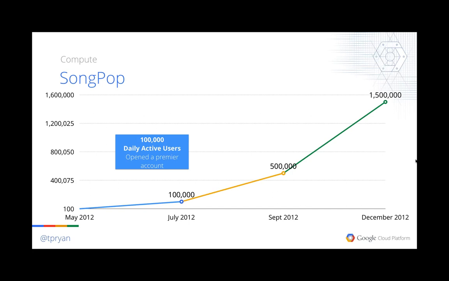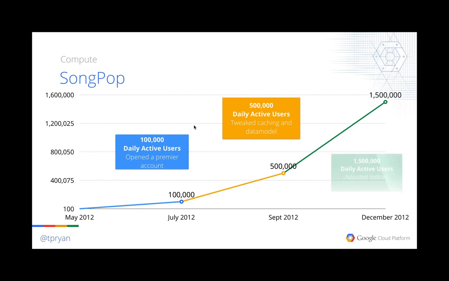Flash forward another 2 months to September, when they hit 500,000 daily active users, and they had to tweak a little bit. They had to tweak their caching model and their data model just a little bit. They didn't have to add any service or anything. They just used what we had there. They had memcache available to them. They tweaked their memcache settings, and we set a couple of quotas a little differently. But for the most part, they were fine to 500,000 daily active users.